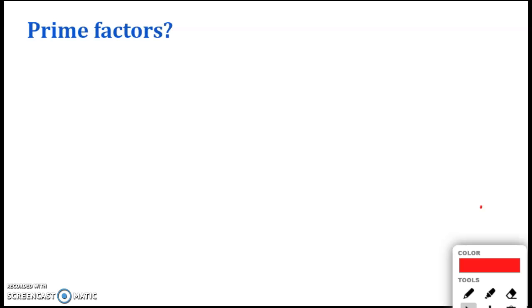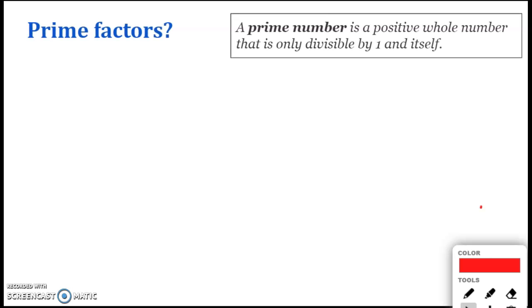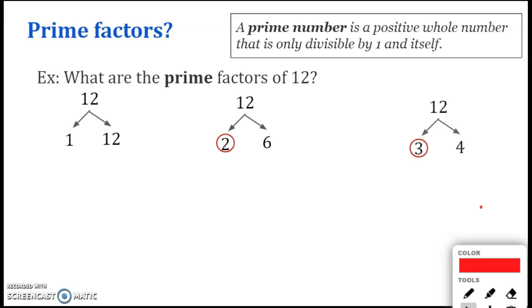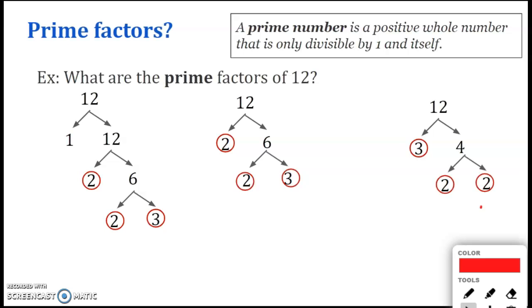However, we are dealing more closely with prime factors. So what are prime numbers? A prime number is a positive whole number that is only divisible by 1 and itself. So what are the prime factors of 12? Well, 12 divides into 1 times 12, or 2 times 6, or 3 times 4. But if we go further, 12 is divisible by 2 and 6, and 6 is divisible by 2 and 3, and 4 can be divided into 2 and 2.